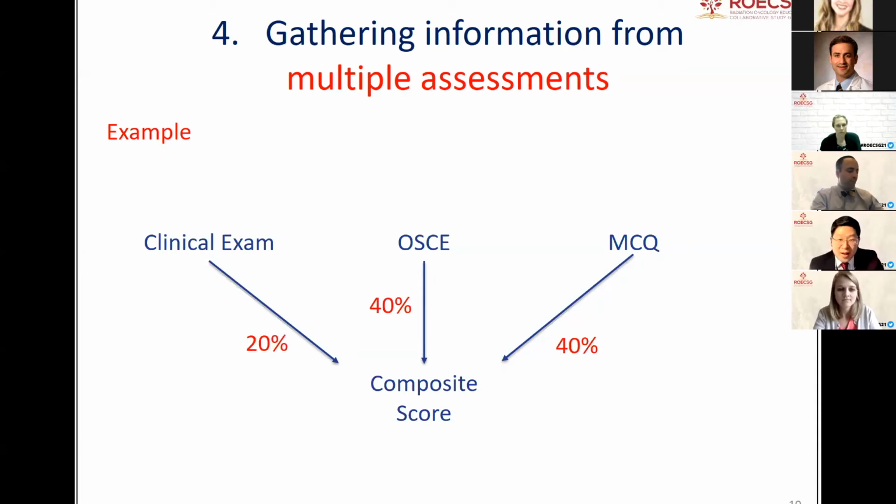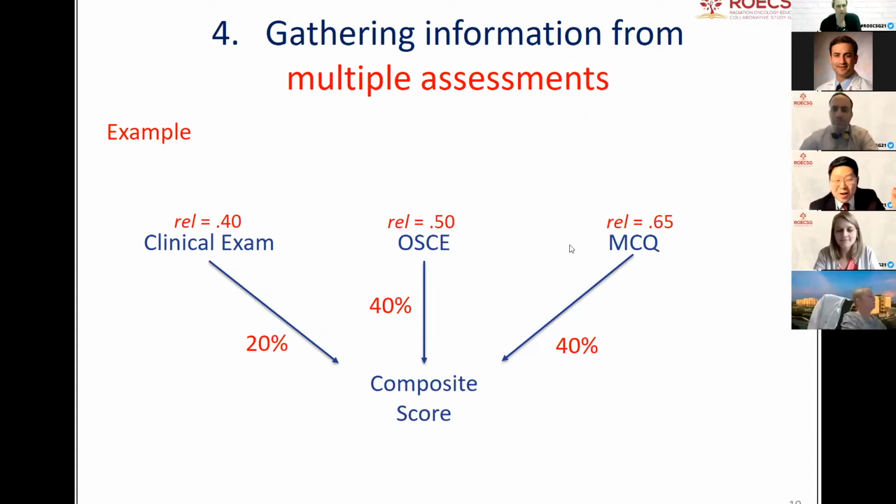So here again, just some hypothetical numbers. Let's say you're weighting these different assessments by different weights as demonstrated here. And if these different assessments have varying levels of reliability, and we know that clinical observations typically don't have the highest levels of reliability, OSCEs also don't typically have the highest levels of reliability. Multiple choice typically has higher, but may not be as high as you want. But once you combine these, you will have, because of the power of multiple assessments, significantly higher levels of reliability.